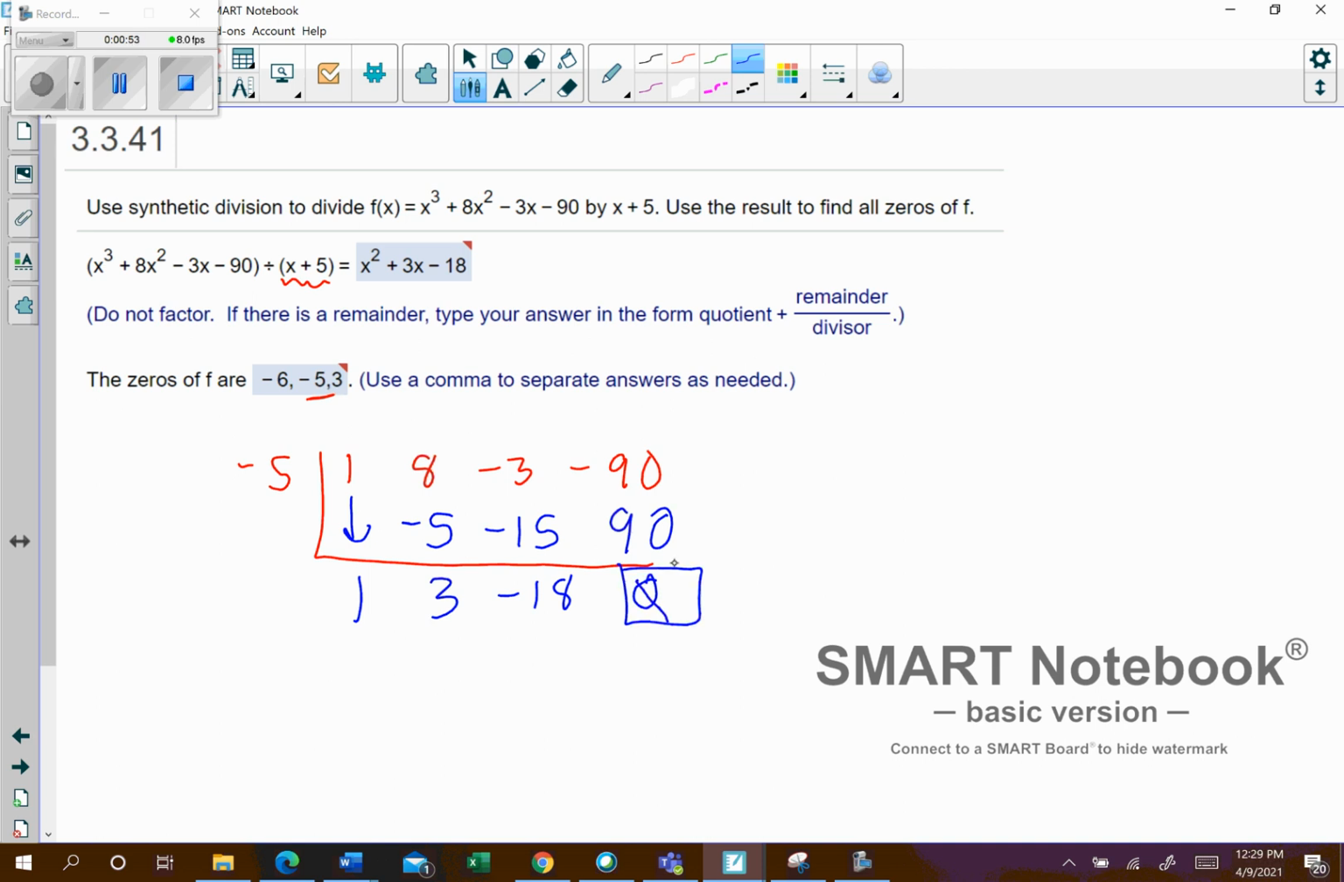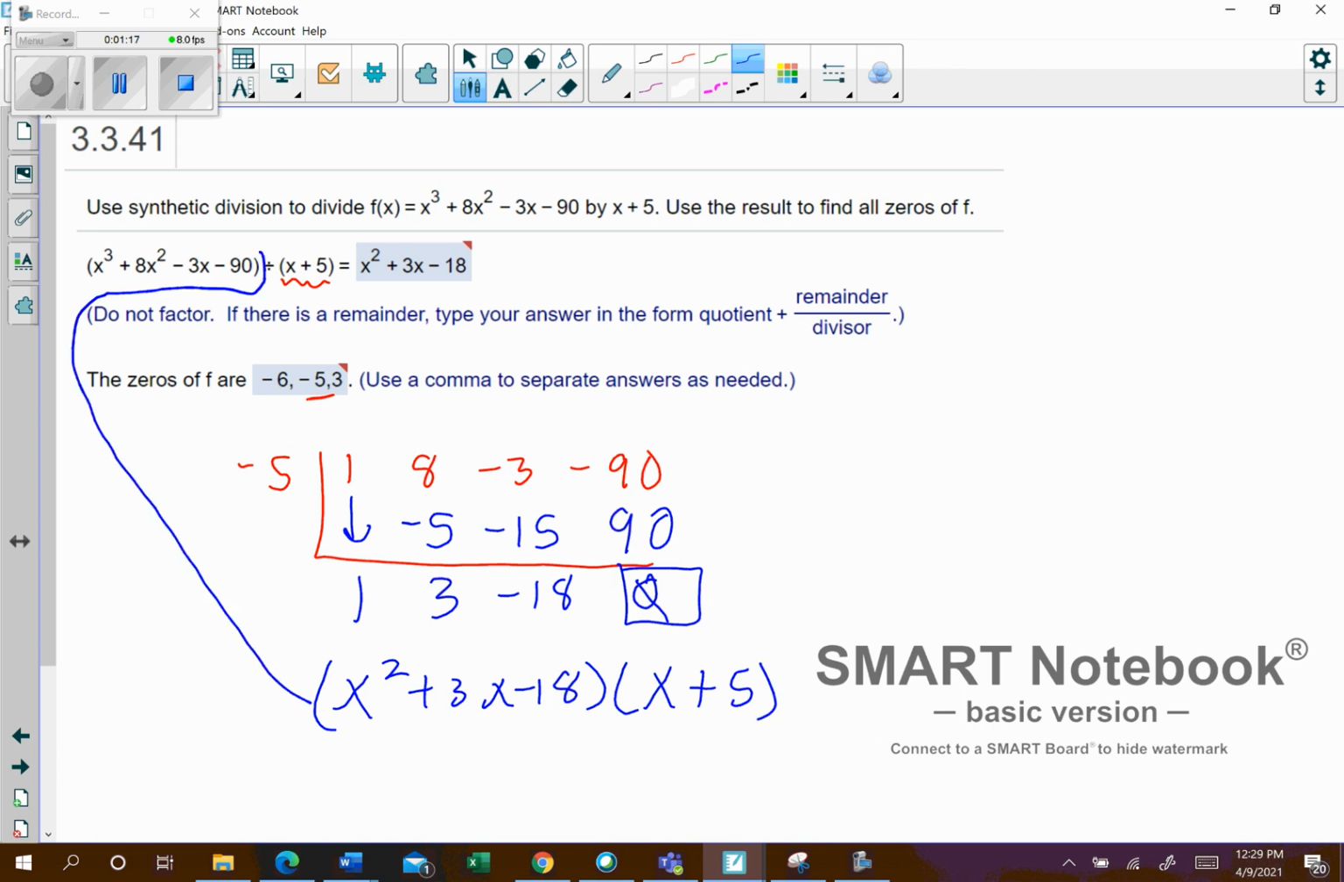So the resulting polynomial right here is going to be x squared plus 3x minus 18. I want to make a little point here. This is the result. We divided it by x plus 5. So if I were to multiply it by x plus 5 like this, if you multiply that together, that's equivalent to the original polynomial that was being divided.